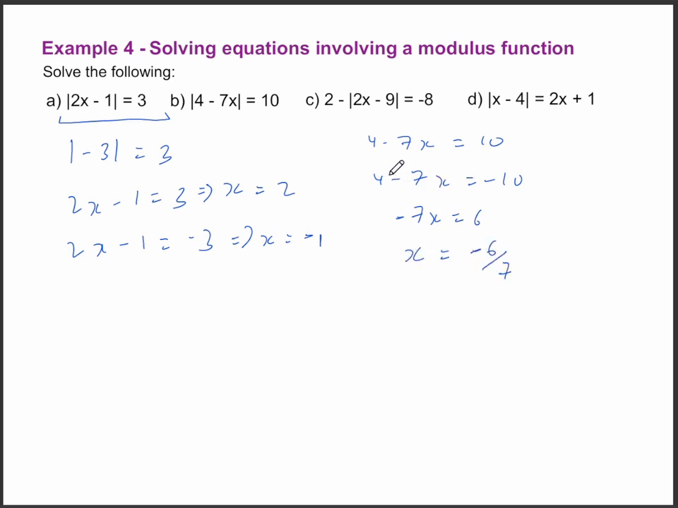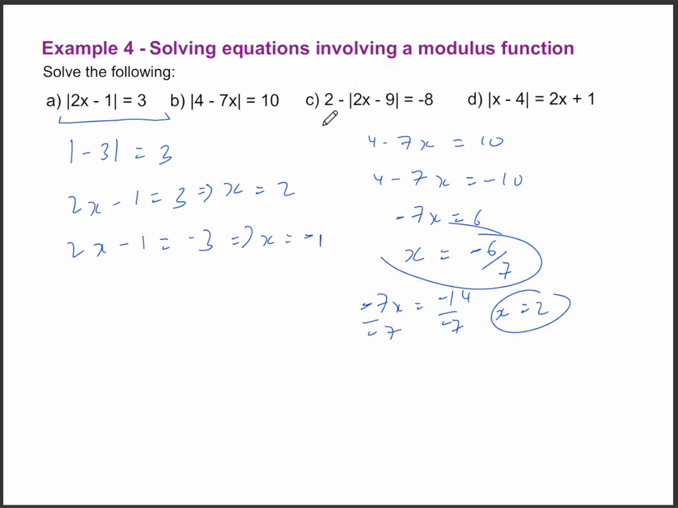For the second one, negative 10 minus 4, which is just negative 14. So negative 7x equals negative 14, divide by negative 7 on both sides. We get that x equals 2. So x equals 2 or x equals negative 6 over 7. For the next one, this is slightly different.